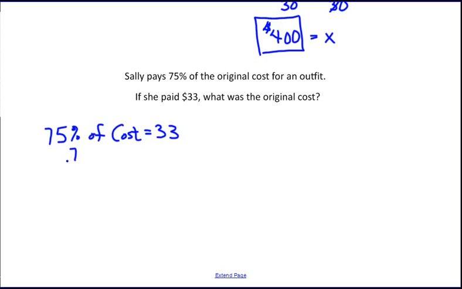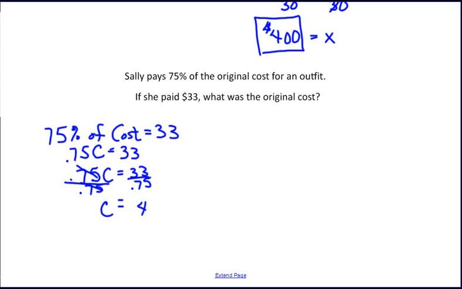If I make this look a little bit more algebraic, I'll say 0.75 times c is equal to 33. Once I am at this point, I'm going to rewrite this so we can see the division. I'm going to have to divide by 0.75 so that I can get the c alone, but of course I need to do it on both sides. Now I have my c all alone, and I end up with 44, which is, of course, $44. That was the original price.